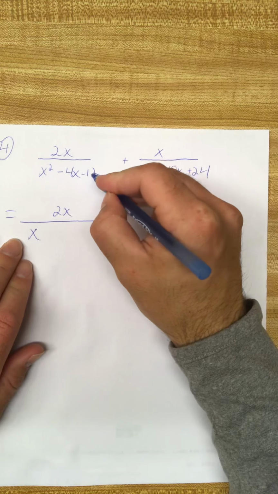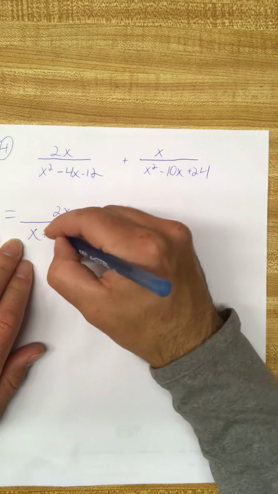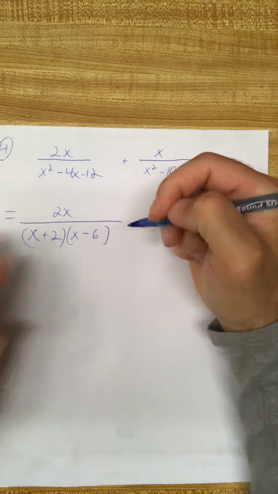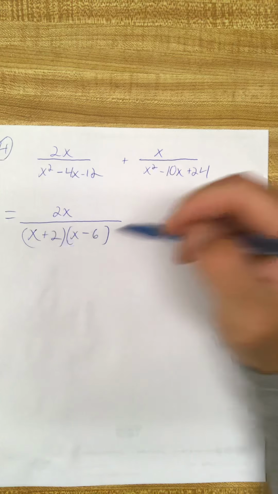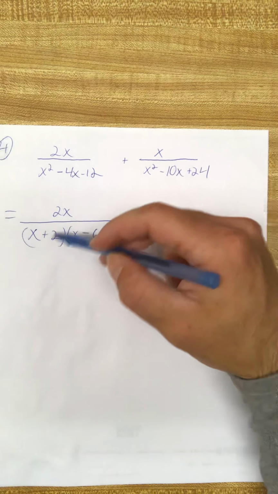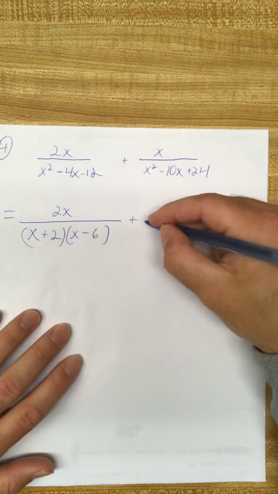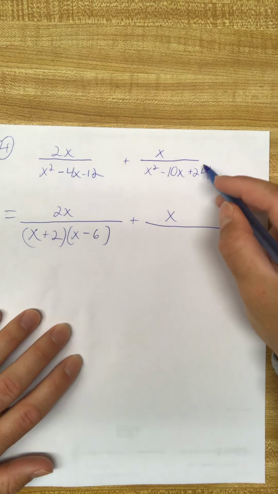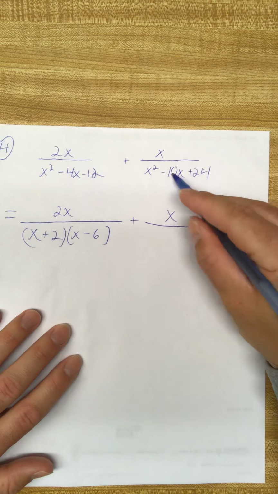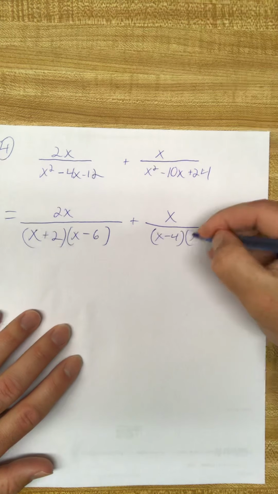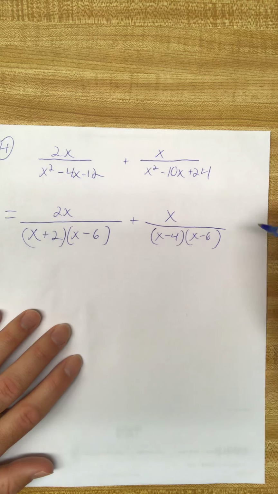So factors of 12 with a difference of 4, we're going to go x plus 2 and x minus 6. Again, that'll give me a minus 6x and a plus 2x to give me the negative 4x. Positive 2 times negative 6 will be negative 12. Factors of 24 that add up to 10: they're both going to be negative here, so x minus 4 and x minus 6.